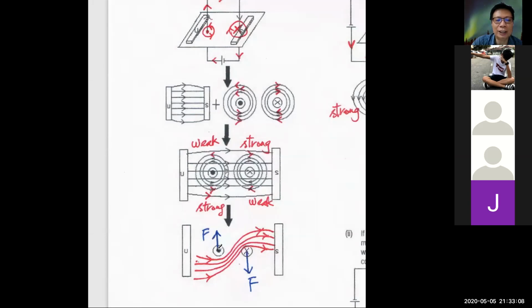And then the force here goes up. Why up? Because the bottom is strong and up here is weak, so it pushes up. So this arrow goes up. You see, strong pushes toward the weak. On the right side, strong pushes down, so the arrow goes down. You see, this force going up, this force going down.